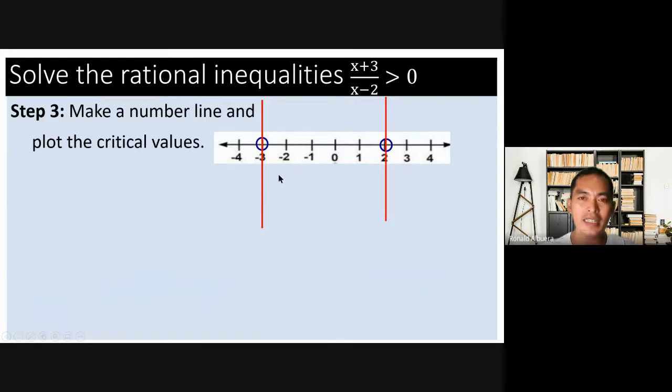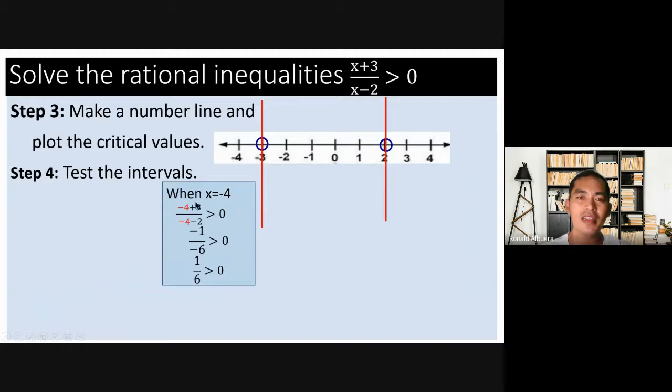Below -3, in between -3 and 2, and above +2. So these are the 3 intervals. What do you do next? You are going to test the intervals. Take one value in the interval below -3 and test it in the original inequality. Same with the middle, test it in the original inequality, and the same with the last, test it in the original inequality.